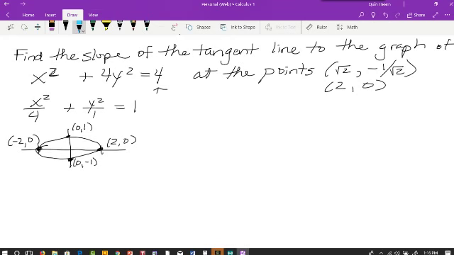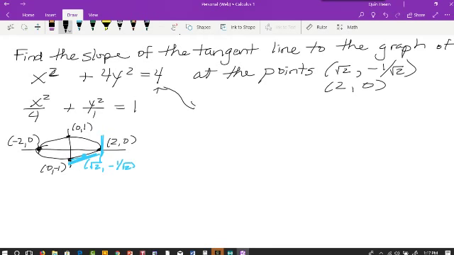Now, the points where I'm interested in finding the tangent line, let me move that. The slopes of the tangent line I'm interested in are at 2, 0, which is over here, and at square root of 2, negative 1 over the square root of 2, which is going to have a slope kind of like that. Okay, so we're going to use implicit differentiation to get a formula for the slope and then plug in these x and y values to find the actual value of the slope of the tangent line at that point.